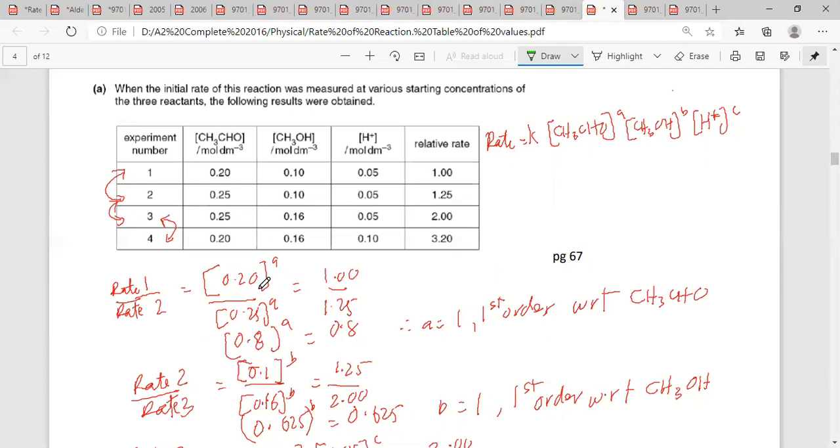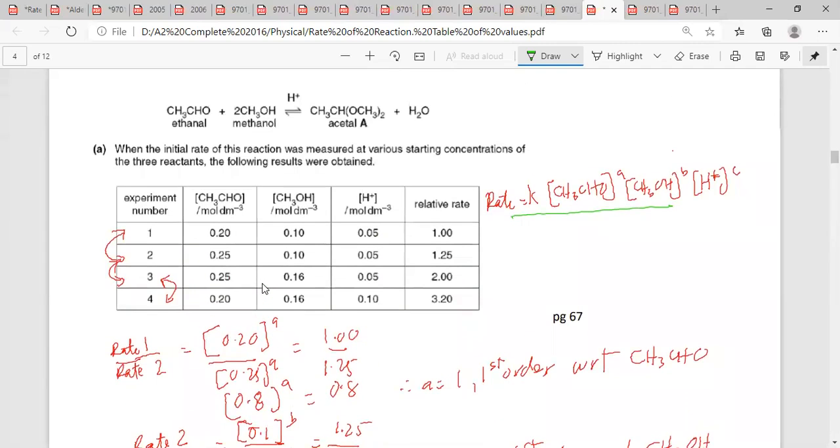Sometimes you don't have to, you just substitute whatever's known first. This is a rate law. Okay, you've got 3 reagents here: ethanol, methanol, and your H+. Remember, the catalyst must also be put inside. Now, this is a rate law here. A, B, C is what you need to determine.